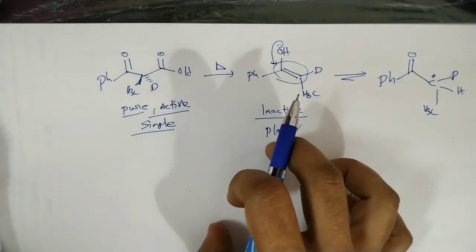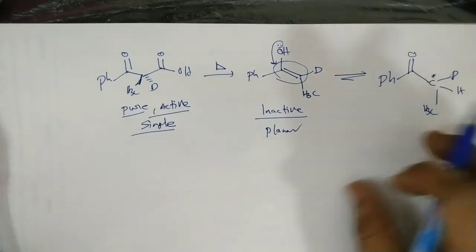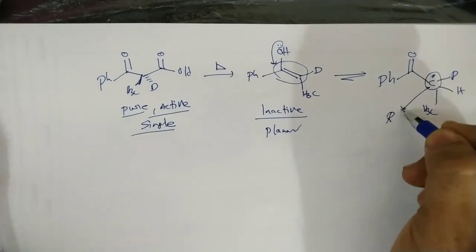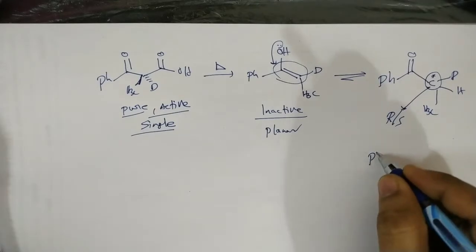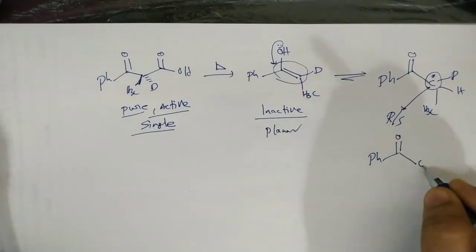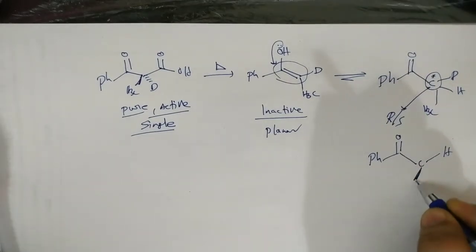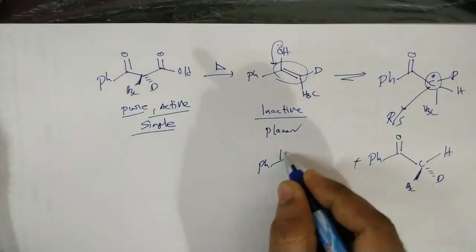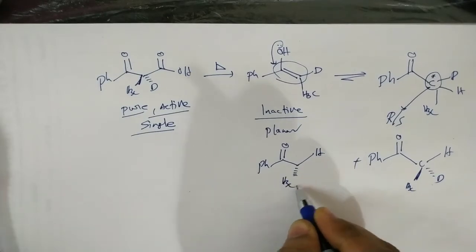That enol is unstable thermodynamically. The ketone form is thermodynamically more stable. So now in this conversion, this carbon may have R or S configuration. That means finally we will get C double bond O, here hydrogen, which is right on the plane. Next, above the plane methyl, below the plane deuterium, or below the plane CH3 or deuterium.